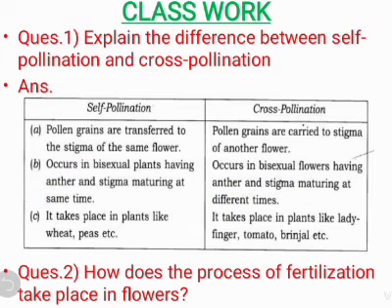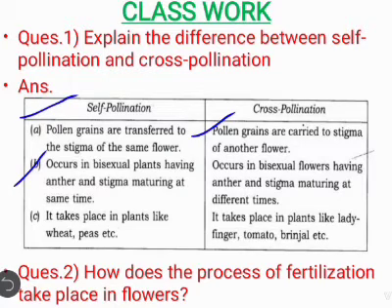Now come to the classwork. The first question of your classwork is: explain the difference between self-pollination and cross-pollination. So here is the difference between self and cross-pollination. As you know, the first difference is that in self-pollination, pollen grains are transferred to the stigma of the same flower or a different flower of the same plant. But in cross-pollination, pollen grains are carried to the stigma of another flower of a different plant.